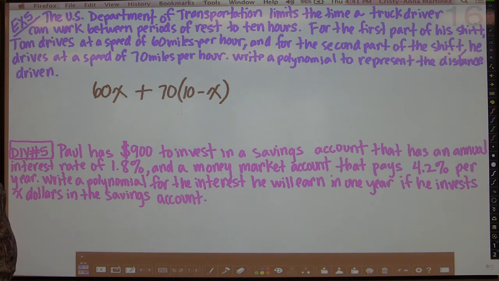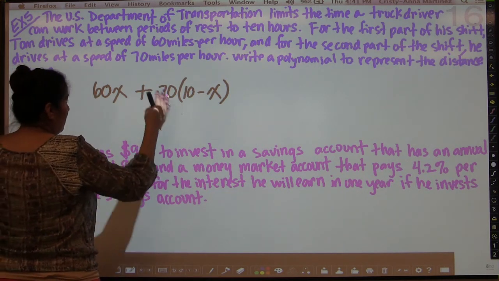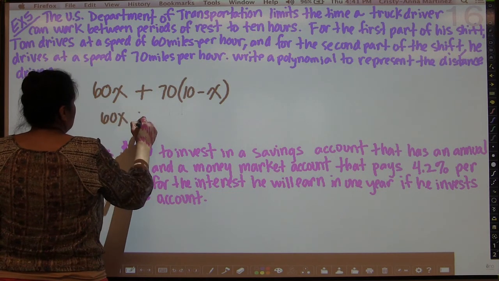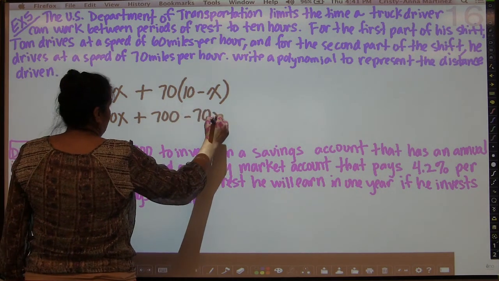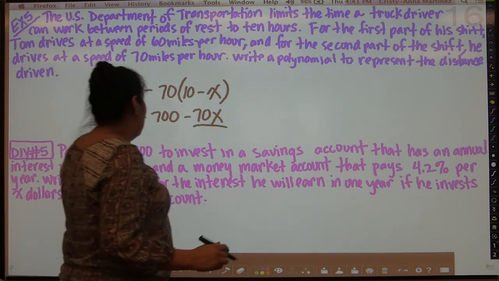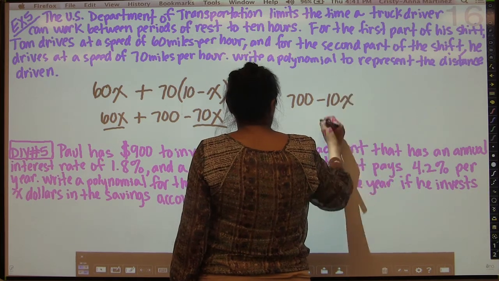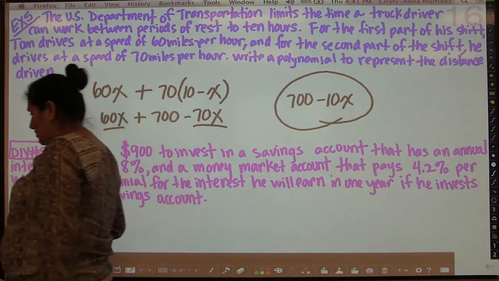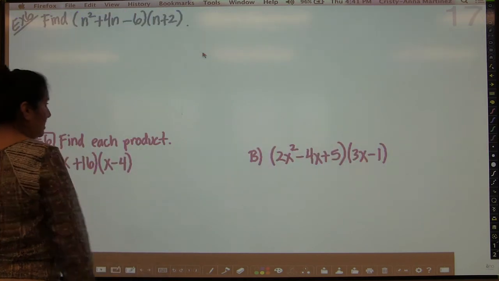That's all they want us to do. It says write a polynomial to represent the distance driven. So we don't know what it equals, but we can simplify this. So we can get 60x plus 70 times 10 is going to be 700 minus 70x. And then we can combine the terms that both have x in them, and 60 minus 70 is negative 10, so we get 700 minus 10x, and this expression would basically represent the distance driven, which is what they were asking us for. So now if you will do it yourself number 5, we will do our last example.